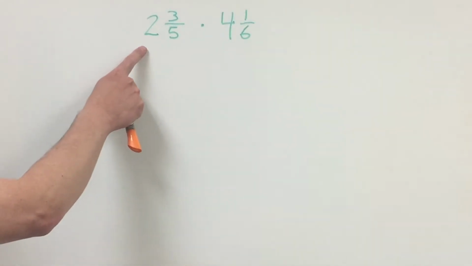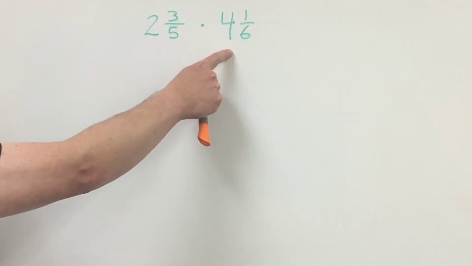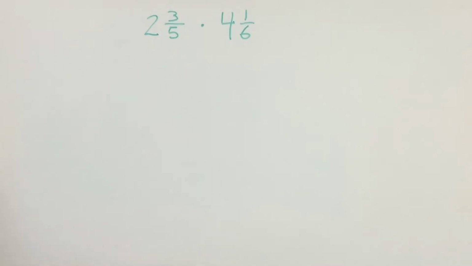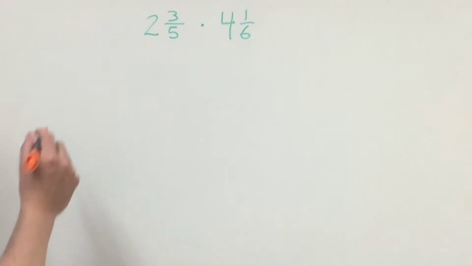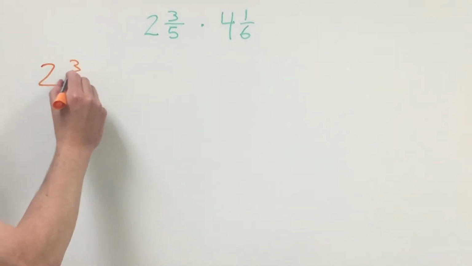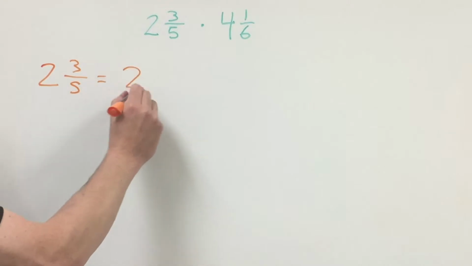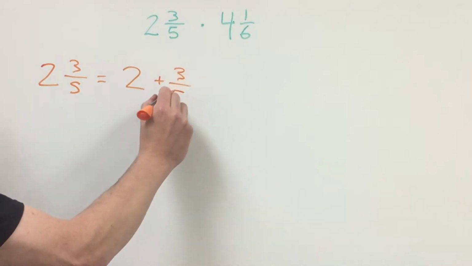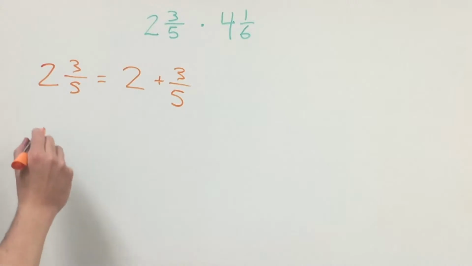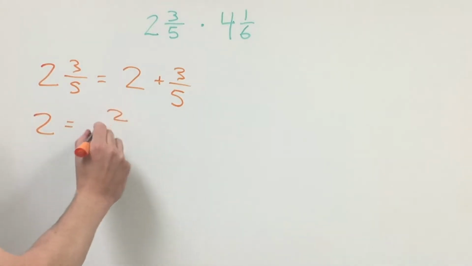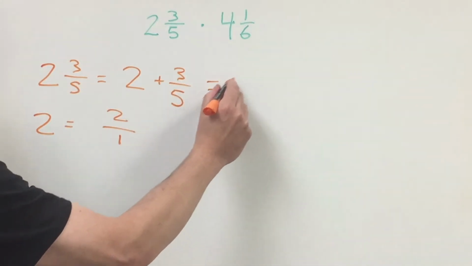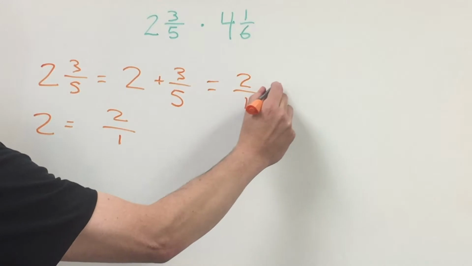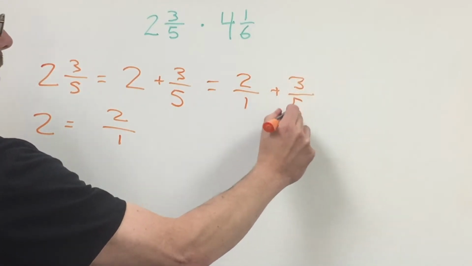So here we need to multiply 2 3/5 by 4 1/6. The key to multiplying a mixed number is to first convert it to an improper fraction. Let's start with 2 3/5. The key is to remember that 2 3/5 is the same as 2 plus 3/5. And 2 is the same as 2 over 1. That means 2 3/5 equals 2 over 1 plus 3 over 5.